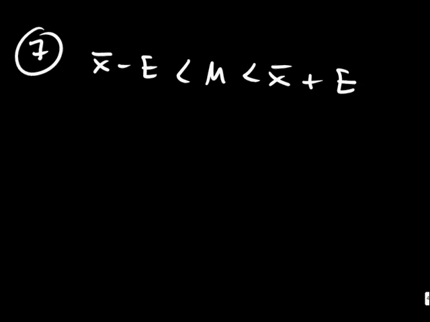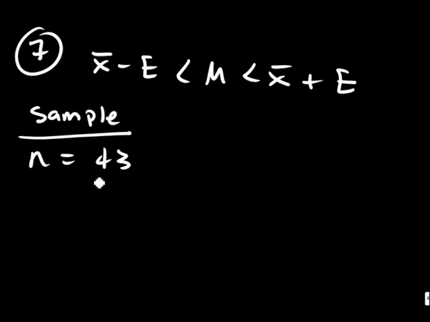Question 7. We are estimating a mean. Sample mean minus an error is less than the true mean, which is less than the sample mean plus your error. They give us some sample information. Sample size is 43. Sample mean is 12.5. Sample standard deviation is 3.6.